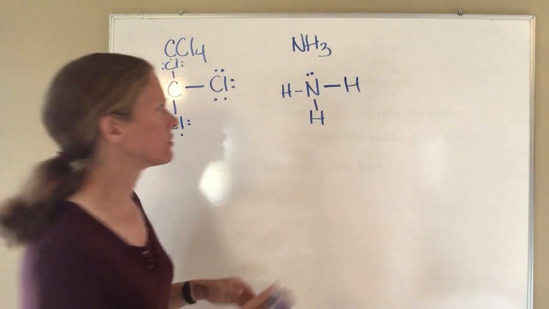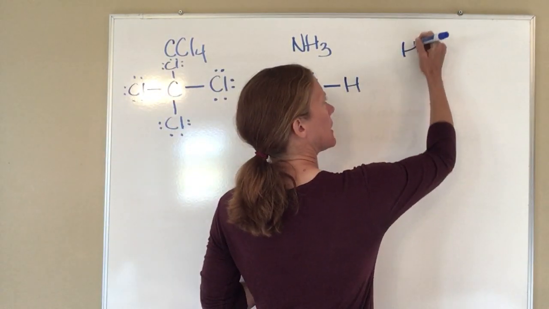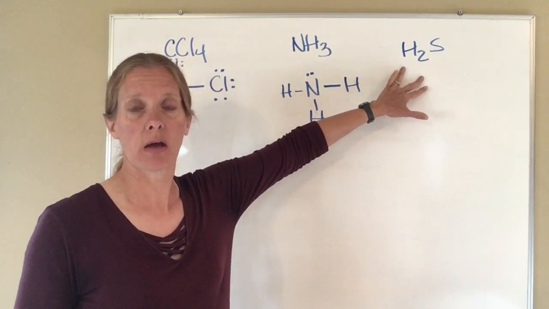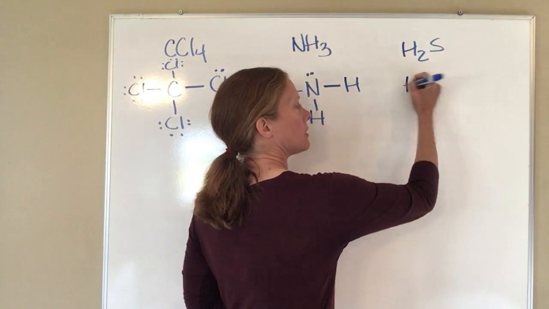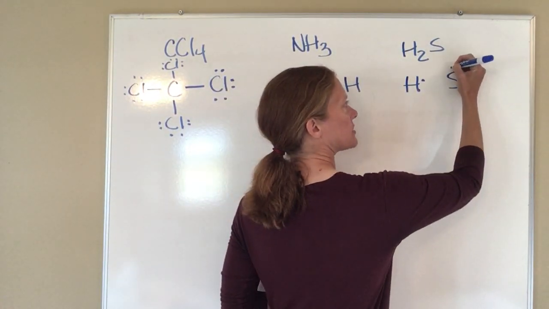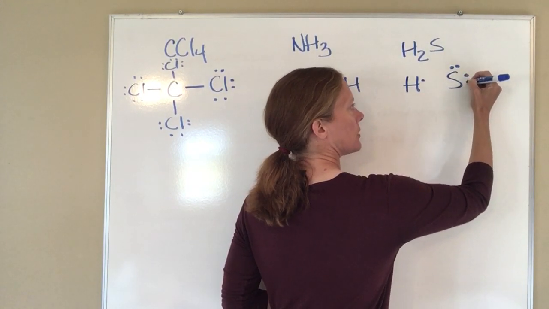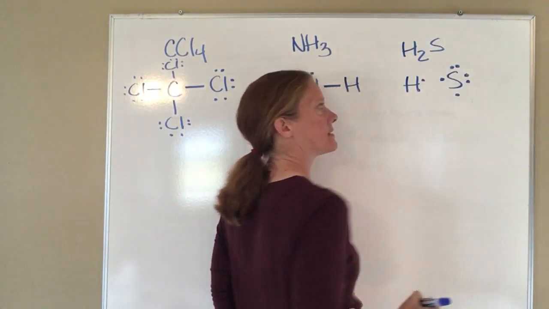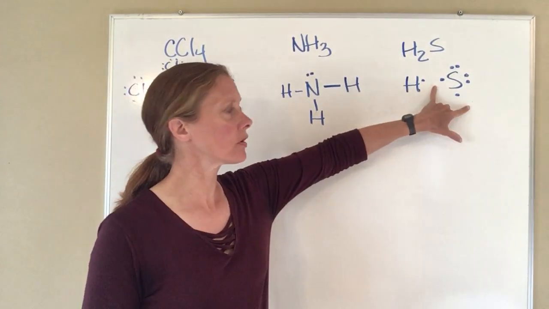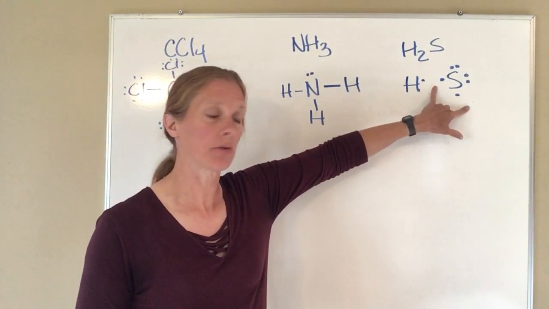Okay, let's look at H2S. Hydrogen, again, we've looked at that already. It has just 1 electron in its valence shell. Sulfur has a total of 6. So 1, 2, 3, 4, 5, 6, 2 pairs and 2 singles. It needs 2 more electrons in order to have its valence shell full.